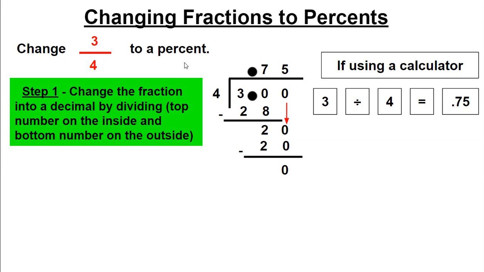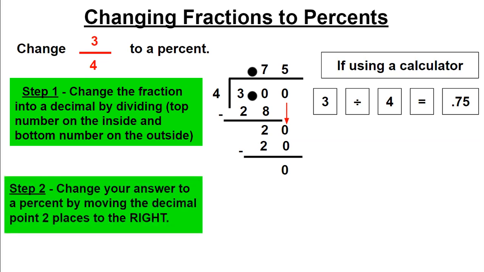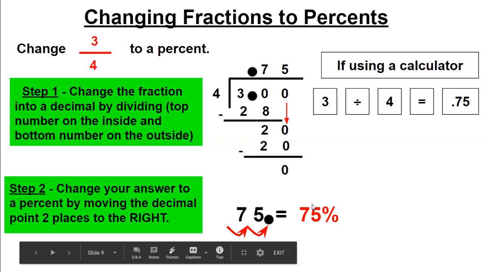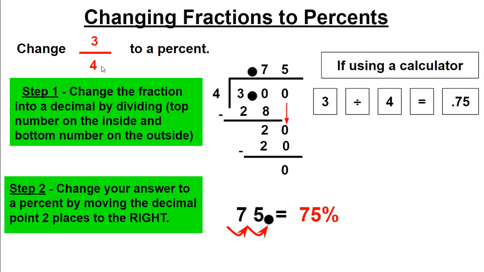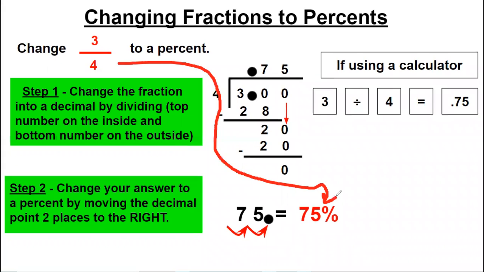Okay, now let's change 0.75 to a percent. Change your answer to a percent by moving the decimal point 2 places to the right to make it a percent, right? So we have 0.75. We're going to go 1 spot, 2 spots. Our decimal goes there now. And we can kind of drop the decimal after the number and just put the percent sign there. So 75%. So 3/4 as a percent is equal to 75%. Because it's 75, it's 3 parts out of 100.